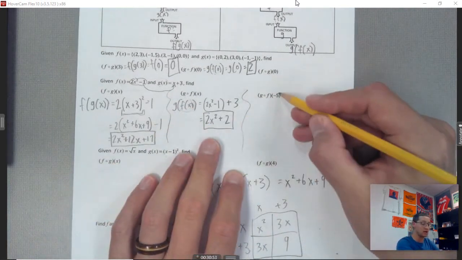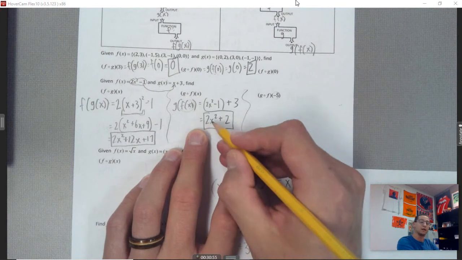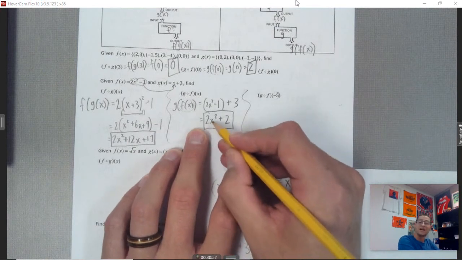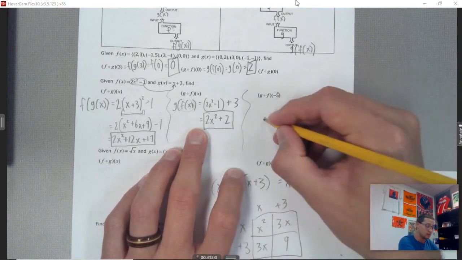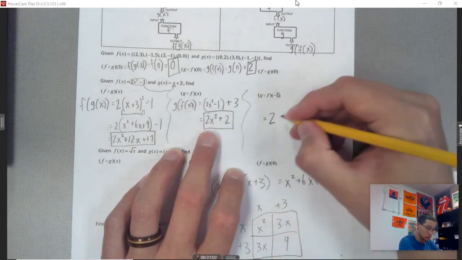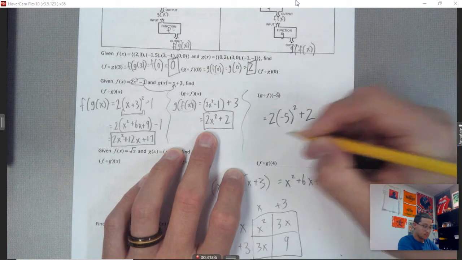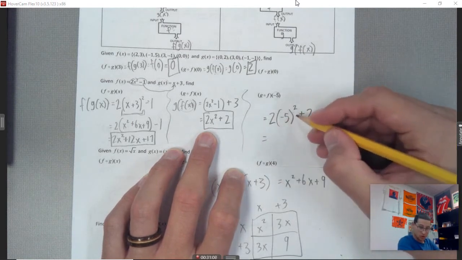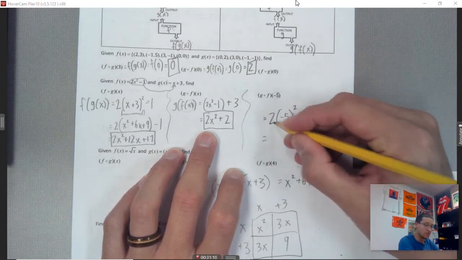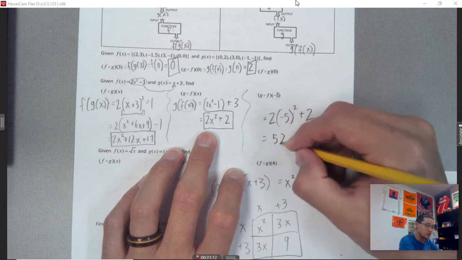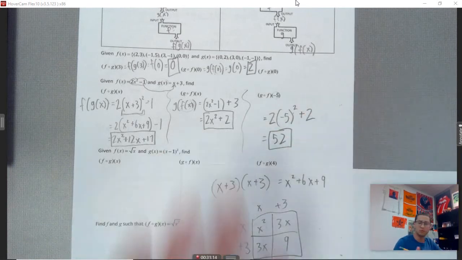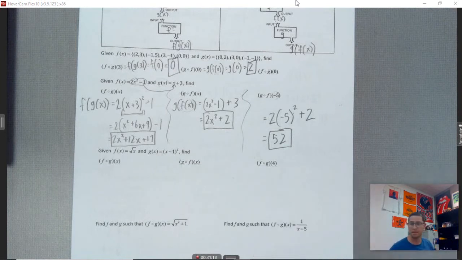Okay, so instead of x here, I'm writing -5. So on this one, 2 times -5 squared. And then -5 squared is 25. 25 times 2, 50. 50 plus 2, 52. We have to use order of operations there, right? PEMDAS. Okay, there's that one.